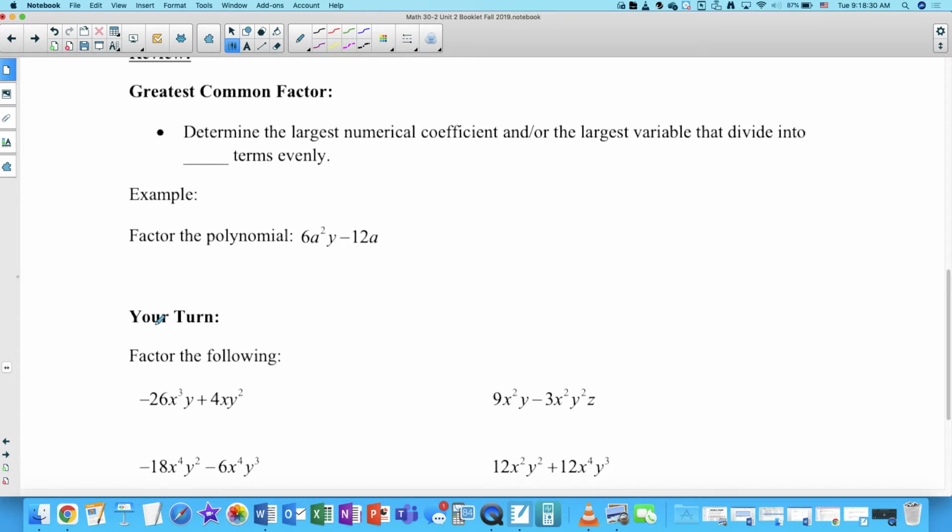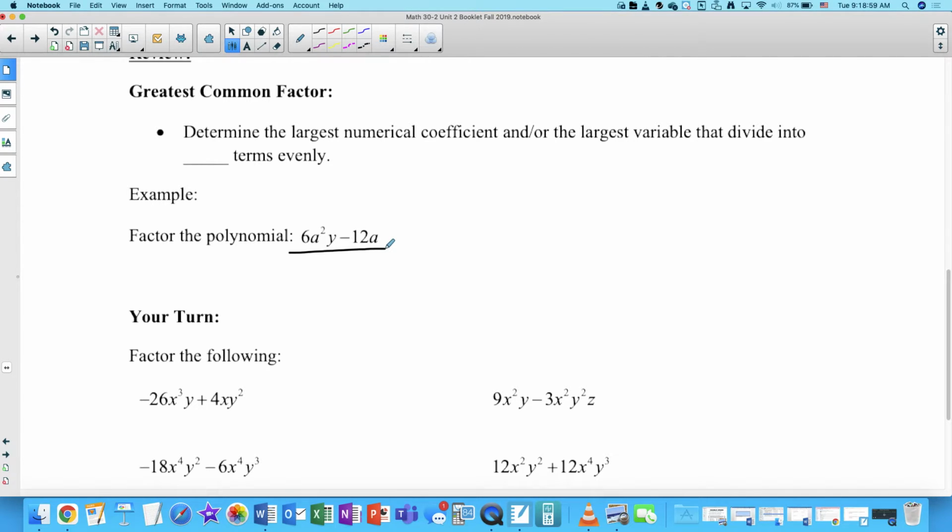Okay? So when you are looking at taking out a greatest common factor, you want to look at each term in the polynomial and sort of separate it into parts. So if you have this guy over here, 6a squared y minus 12a, each term is made up of a number, an a, and possibly a y. So you want to kind of separate those 3 things.